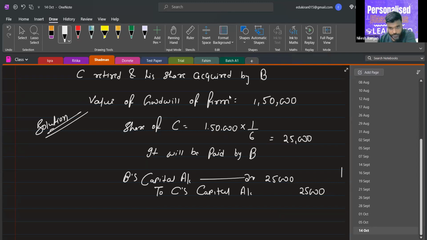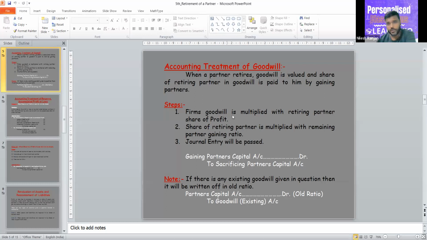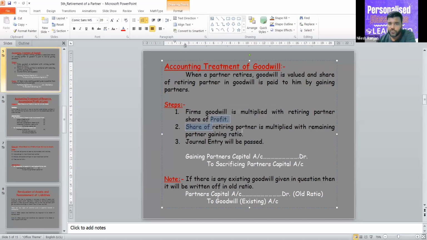So this is our first part in goodwill. Firm's goodwill is multiplied with the retiring partner's share of profit, which you have done already: 1,50,000 into 1/6. After that, the share of the retiring partner is multiplied with the remaining partner's gaining ratio. Here the share is fully acquired by B, so there is no gaining ratio. So all the amount will be paid by B only. So B account debit to C account. We have discussed this already.